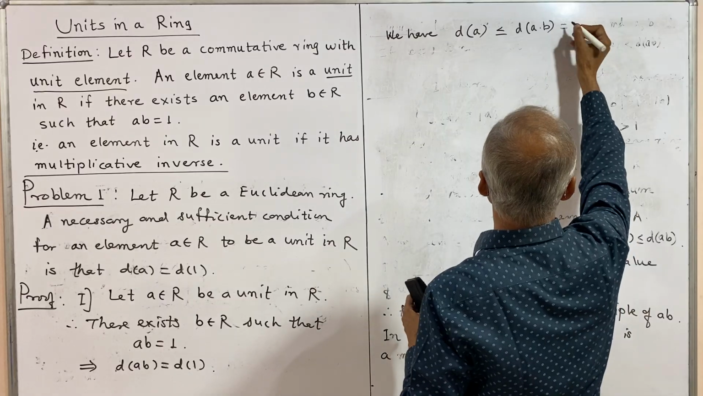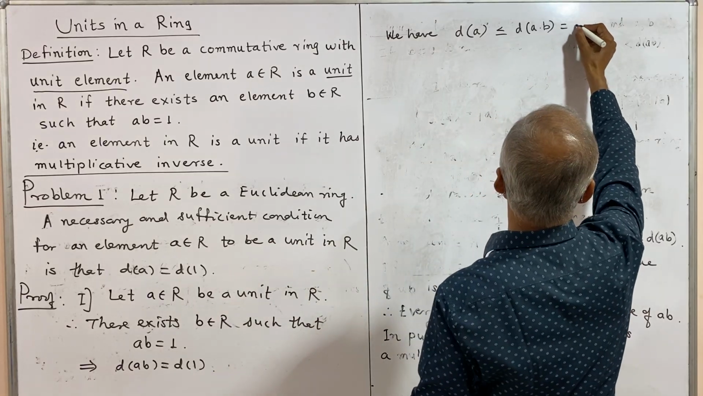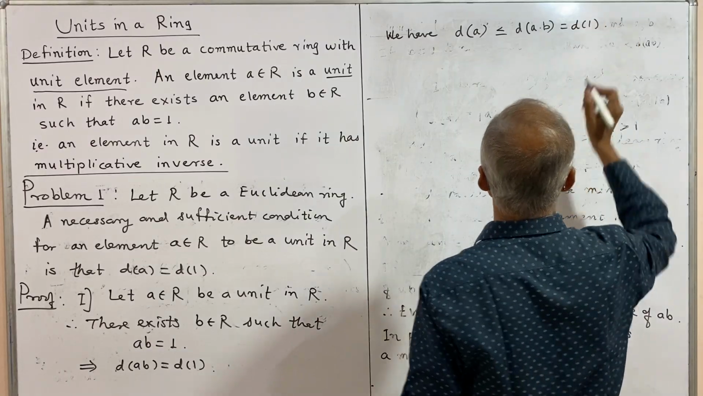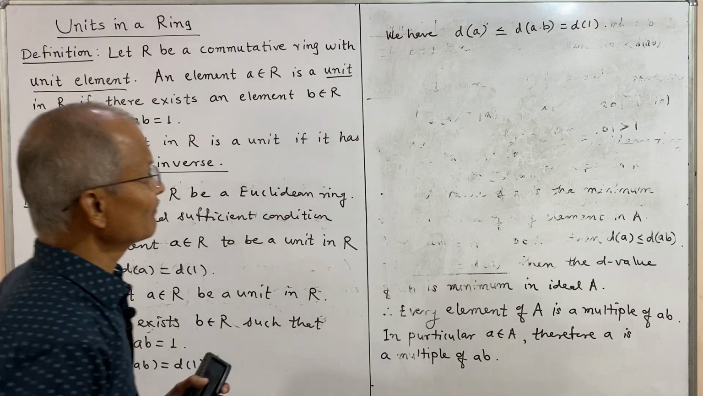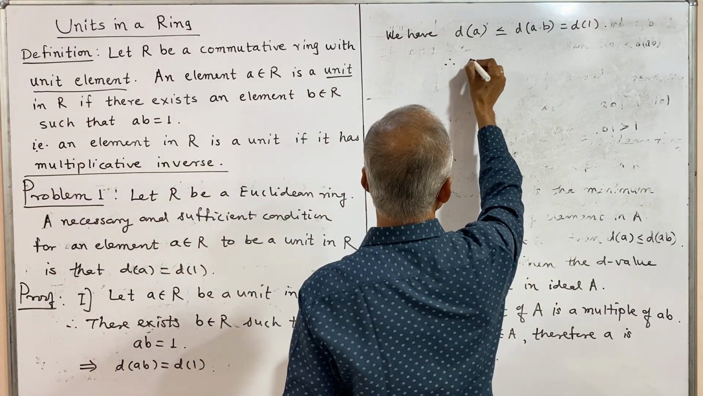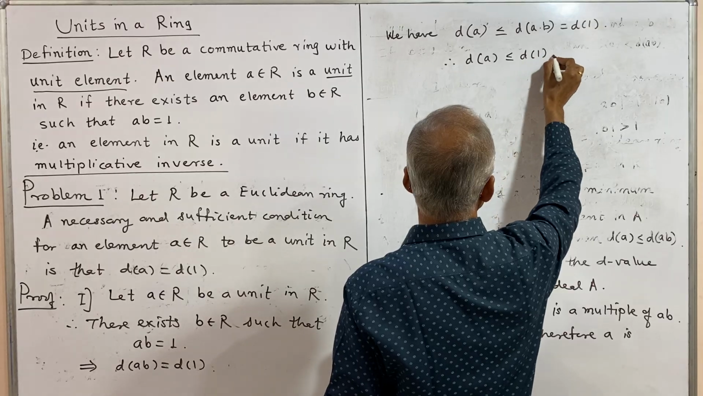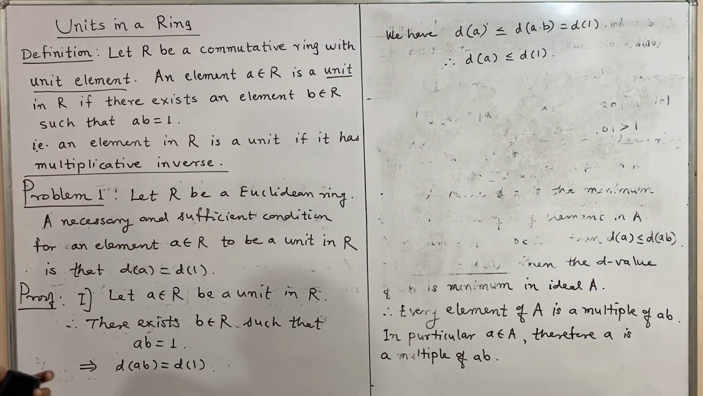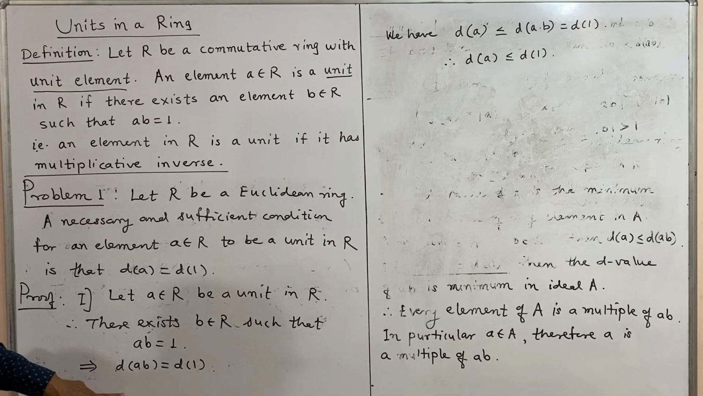But what is d value of AB? This is d value of 1. So we have d value of A is less than or equal to d value of 1. And again, we further have to show d value of 1 is also less than or equal to d value of A.